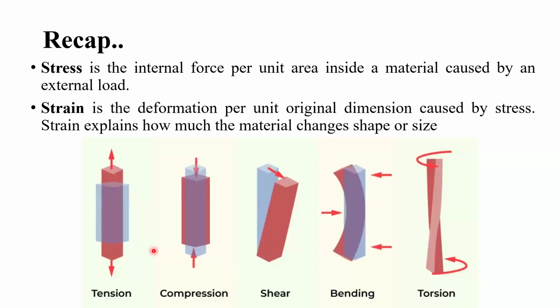Tension is pulling an object or material from both ends, whereas compression is pushing the material from both ends. You can do it vertically or horizontally, whatever the object, whether it is a ball, a smaller ball like a football, whatever it is.